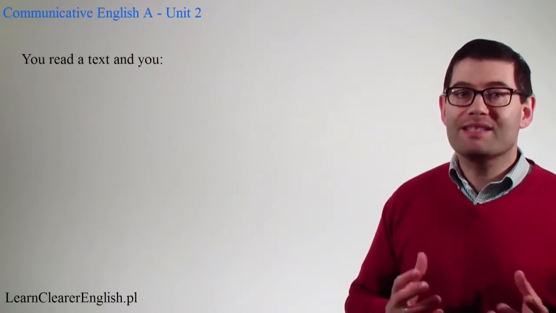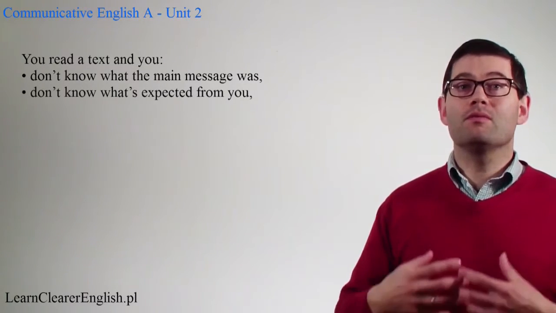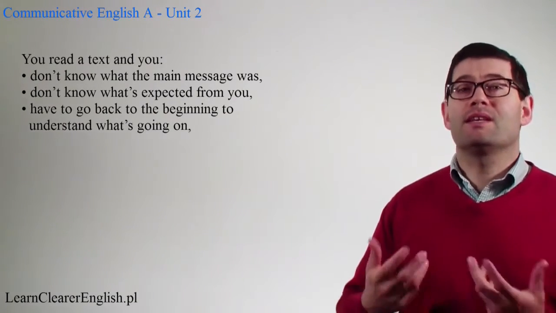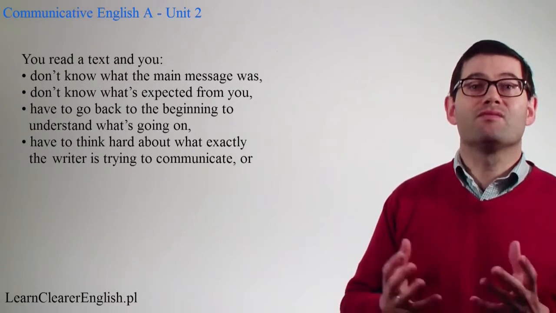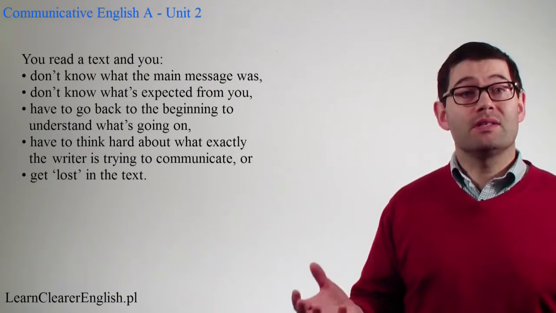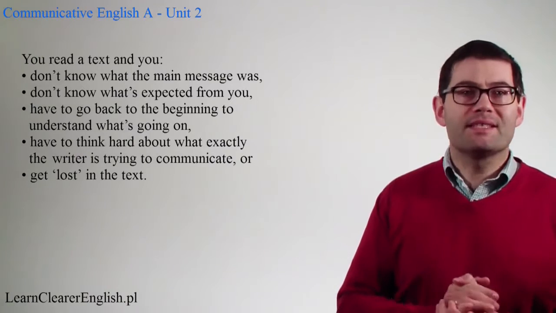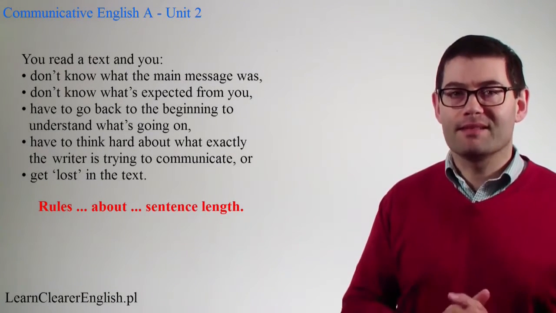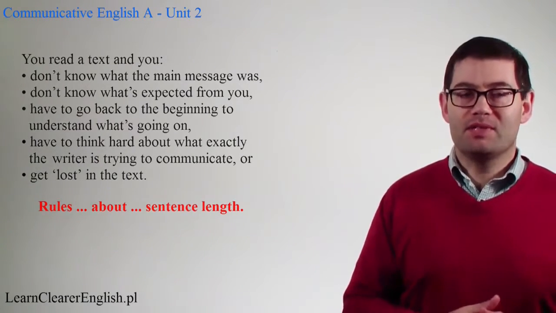You end up reading a text and you don't know what the main message was. You don't know what's expected from you. You have to go back to the beginning to understand what's going on. You have to think hard about what exactly the writer is trying to communicate, or you simply get lost in the text. What is this simple rule that could prevent these problems? Rules about sentence length. Before we get into the rules, let's have a look at an example sentence.